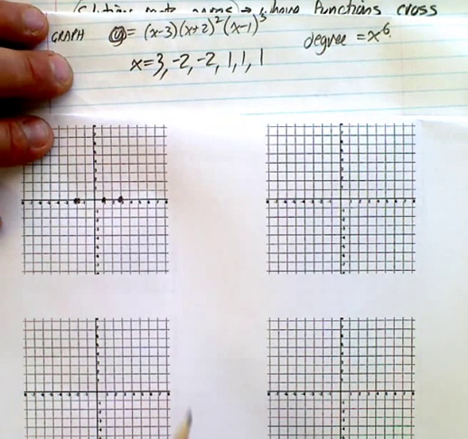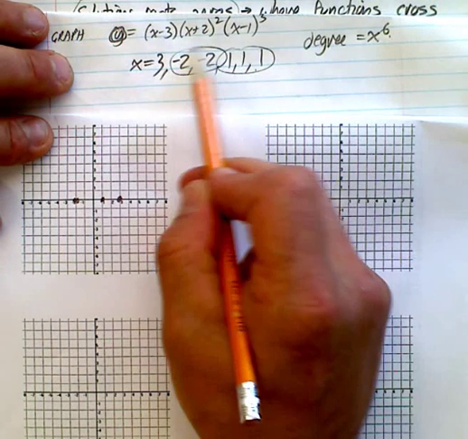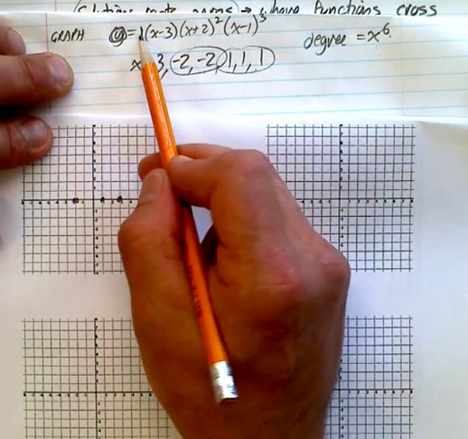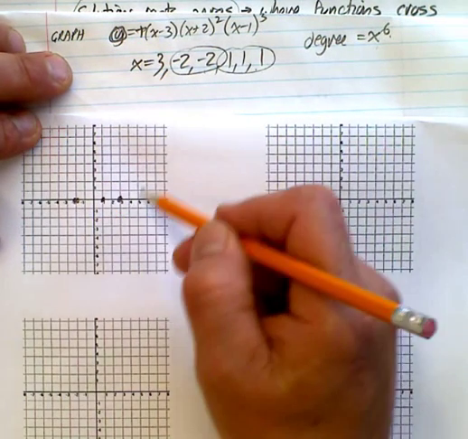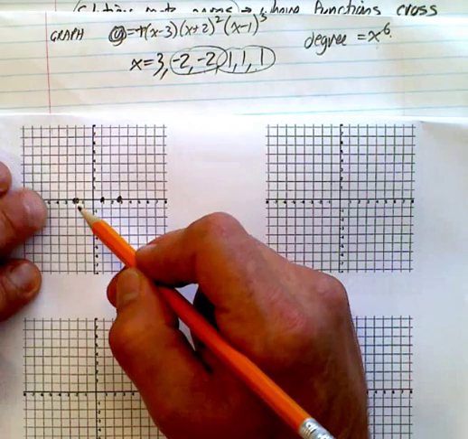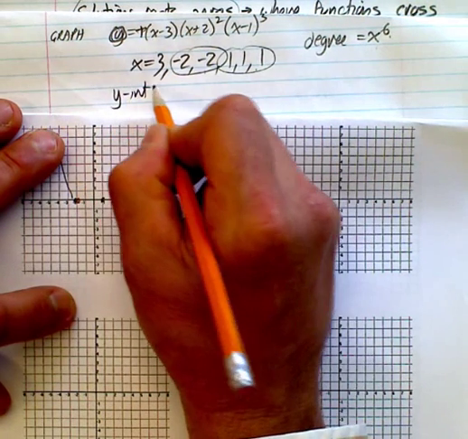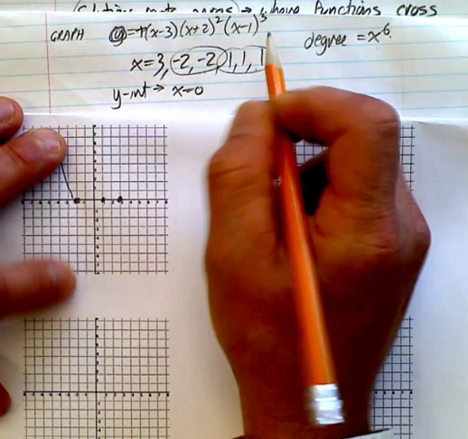So remember, that means it goes through, and this means it bounces. It's a degree of 6 and it's positive, which means it starts up here and ends up here. This is a bounce, so I come down and bounce. Let's find the y-intercept. That's where x is equal to 0.